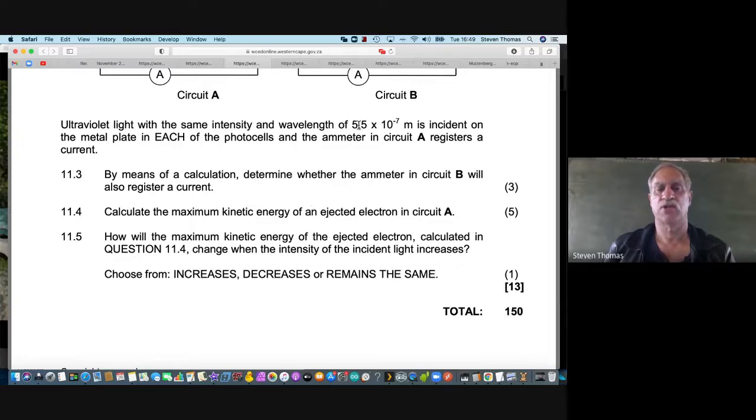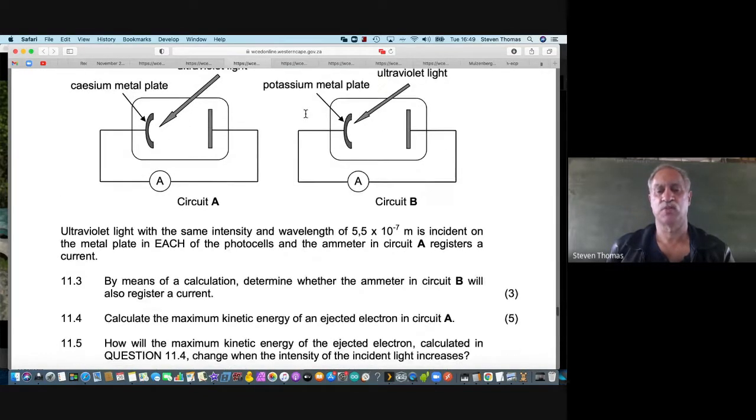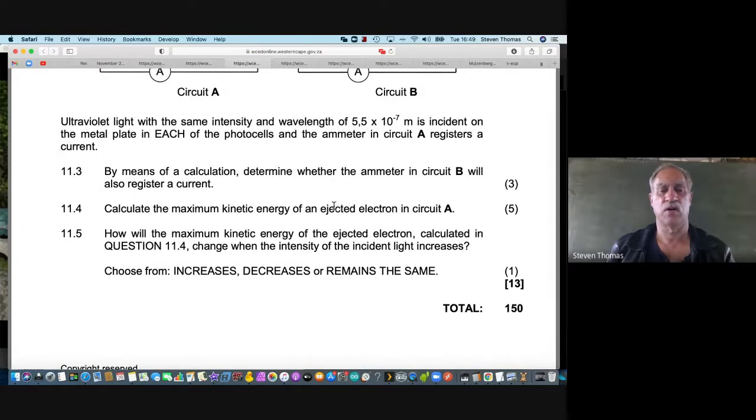Take that frequency, multiply it by h, and subtract it from this frequency times h, and all the rest will be the energy of this. How will the maximum kinetic energy of the ejected electron calculated in question 11.4 change when the intensity of the light increases? Remember, we said intensity only leads to more electrons being ejected, it doesn't lead to greater kinetic energy, so it will stay the same. The kinetic energy stays the same, so there's just more photoelectrons, so they don't ask that.